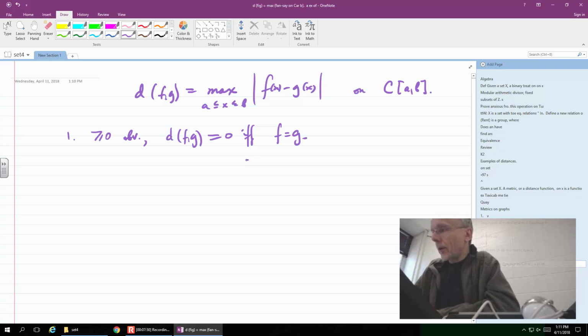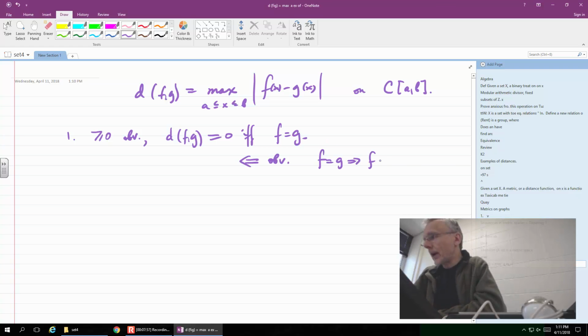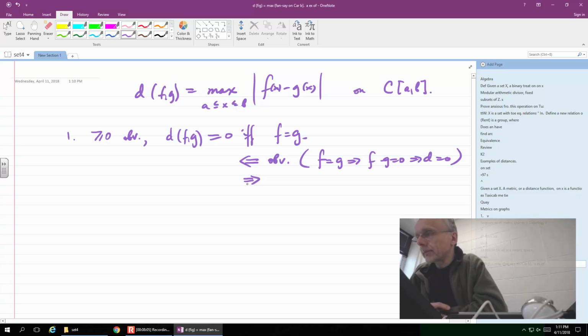Right, so this is also obvious, right? Obviously if f is equal to g, then the difference f minus g is equal to 0. So the distance is equal to 0. Okay, so done. What about the other way? If the distance is equal to 0, then the two functions are equal to each other. Less obvious, but how do we go about it?